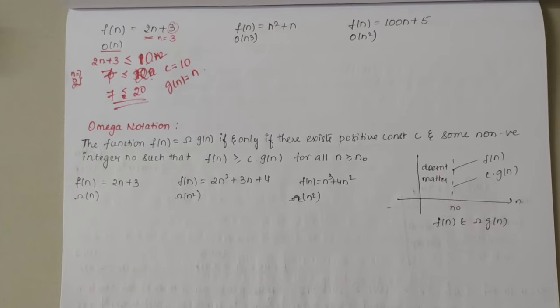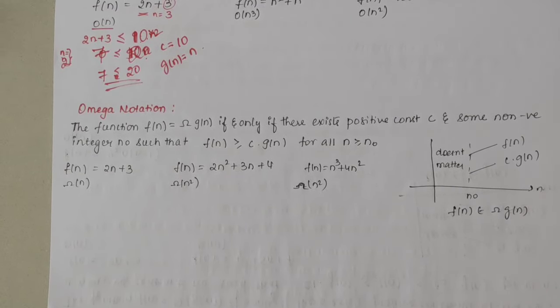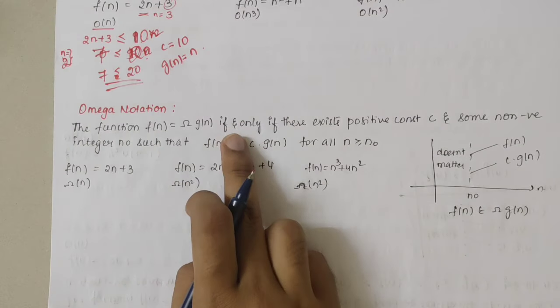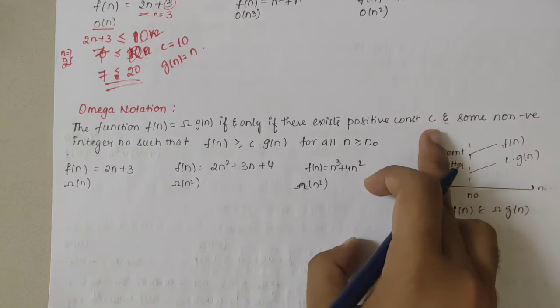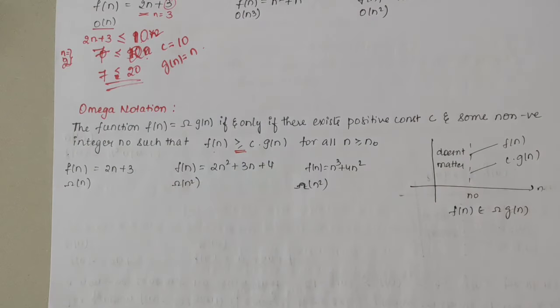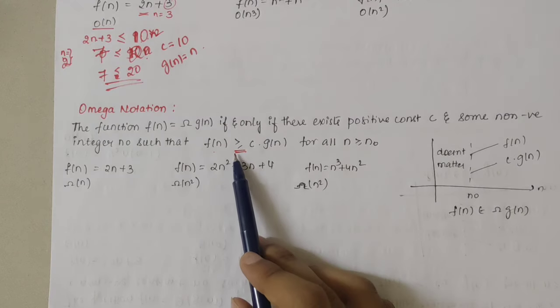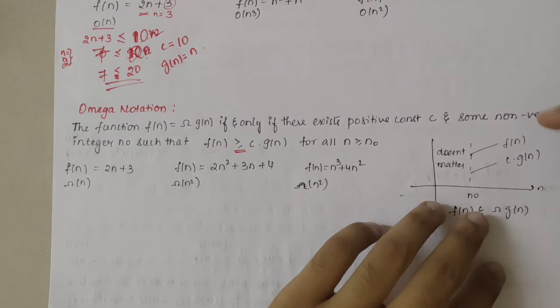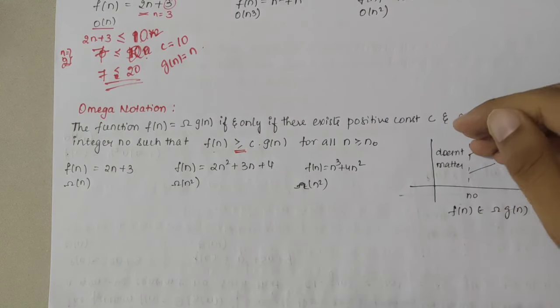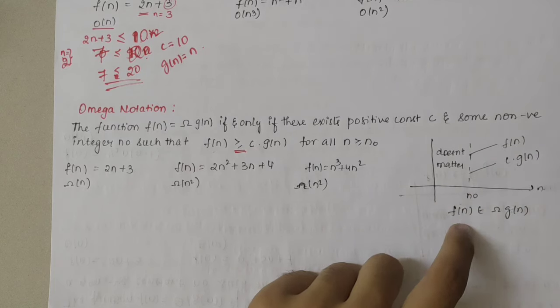So omega notation comes under the lower bound, big O, big omega. The function f of n is equal to omega of g of n is said to be big omega notation if and only if there exists a positive constant c and some non-negative integer n naught, such that f of n is greater than or equal to c into g of n for all value n greater than n naught. So previously in big O it was less than or equal to, here it is greater than or equal to. Which says that if f of n is there, the c into g of n value should be less than that or equal to that. And it ranges from n naught value itself.